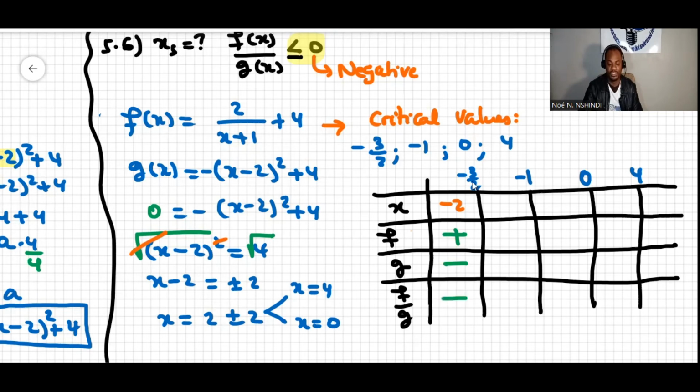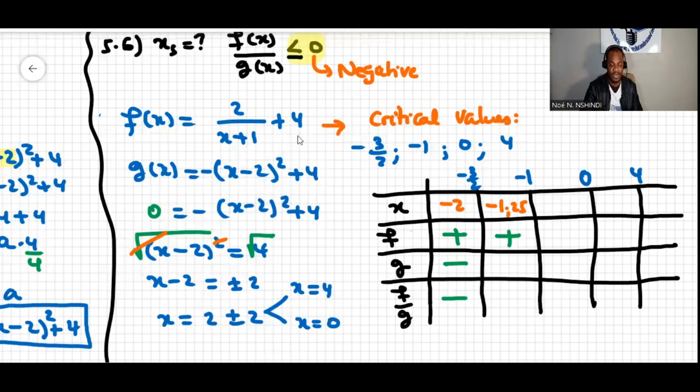Now let's move on to the interval between -3/2 and -1. What we can do is pick a number in this interval. I can take a decimal number, it doesn't matter, -1.25, for instance. It is in the interval between -3/2 and -1. So if I sub this number here, you're still going to get a positive answer here.